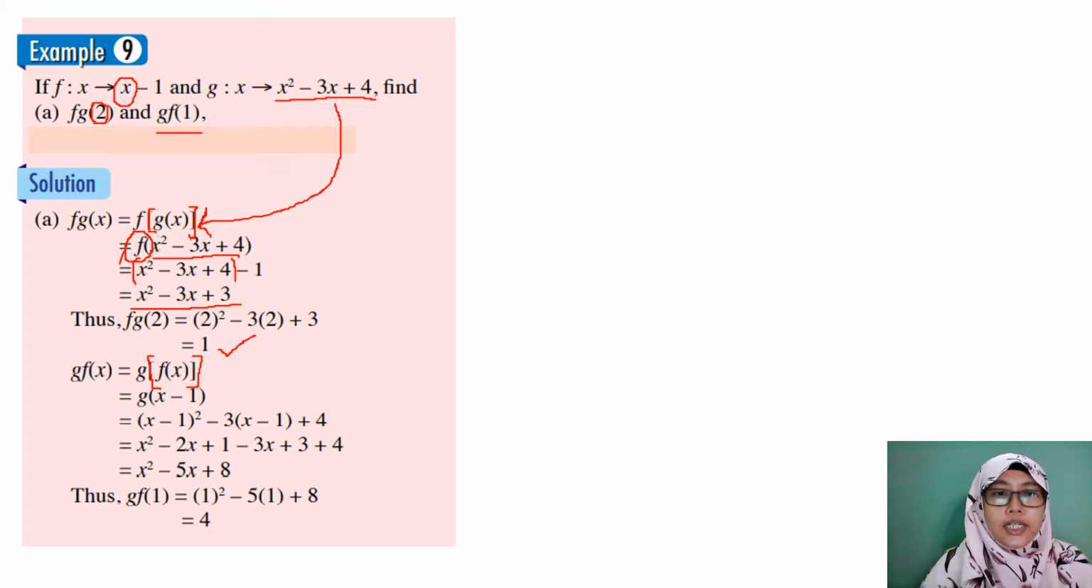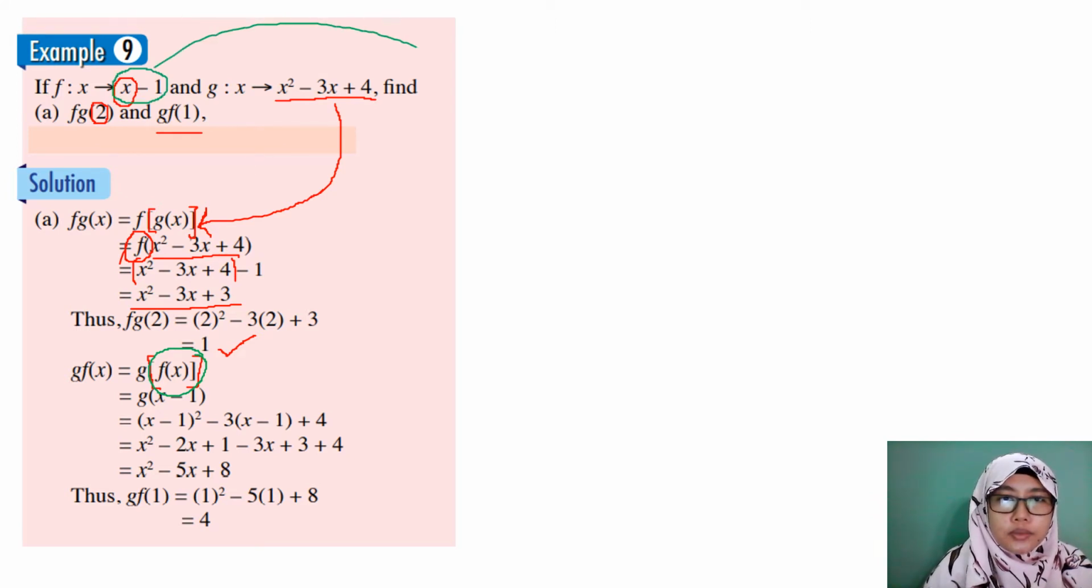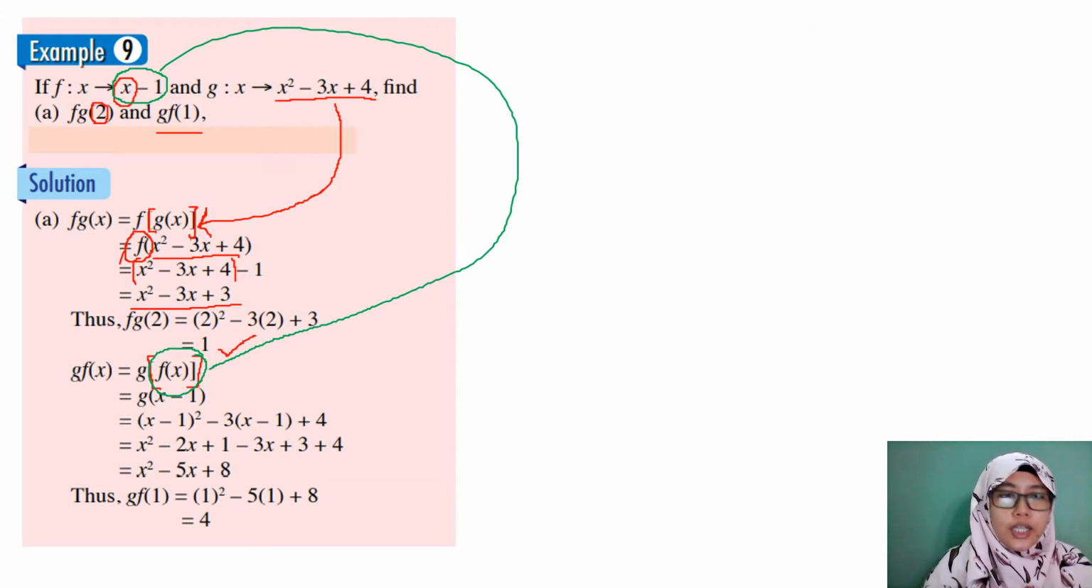Okay, next, the same step, you need to substitute the function of f(x). So what is the function of f(x)? If you look here, f(x) is x minus 1, right? So you substitute here. Oh, sorry. Okay, so we substitute x minus 1 here, you substitute it here. That's why it will become the function g(x minus 1).